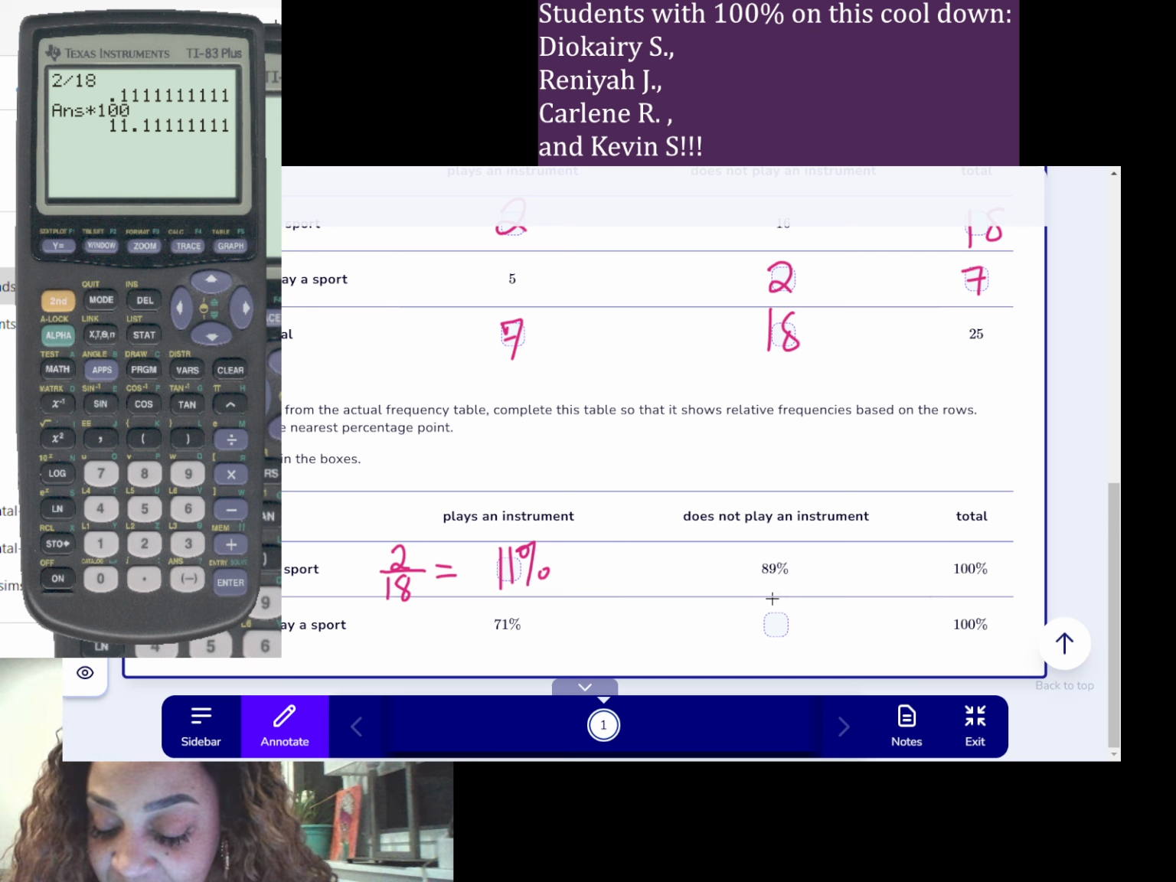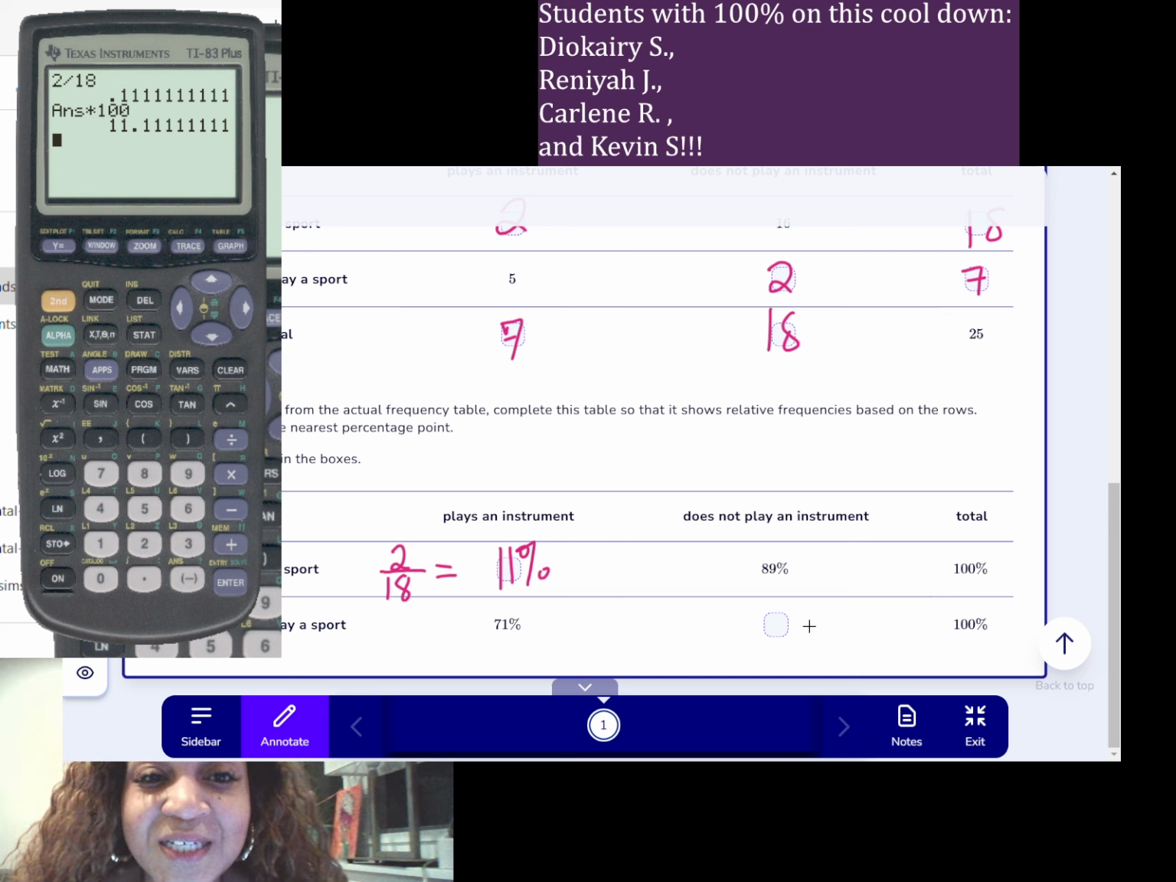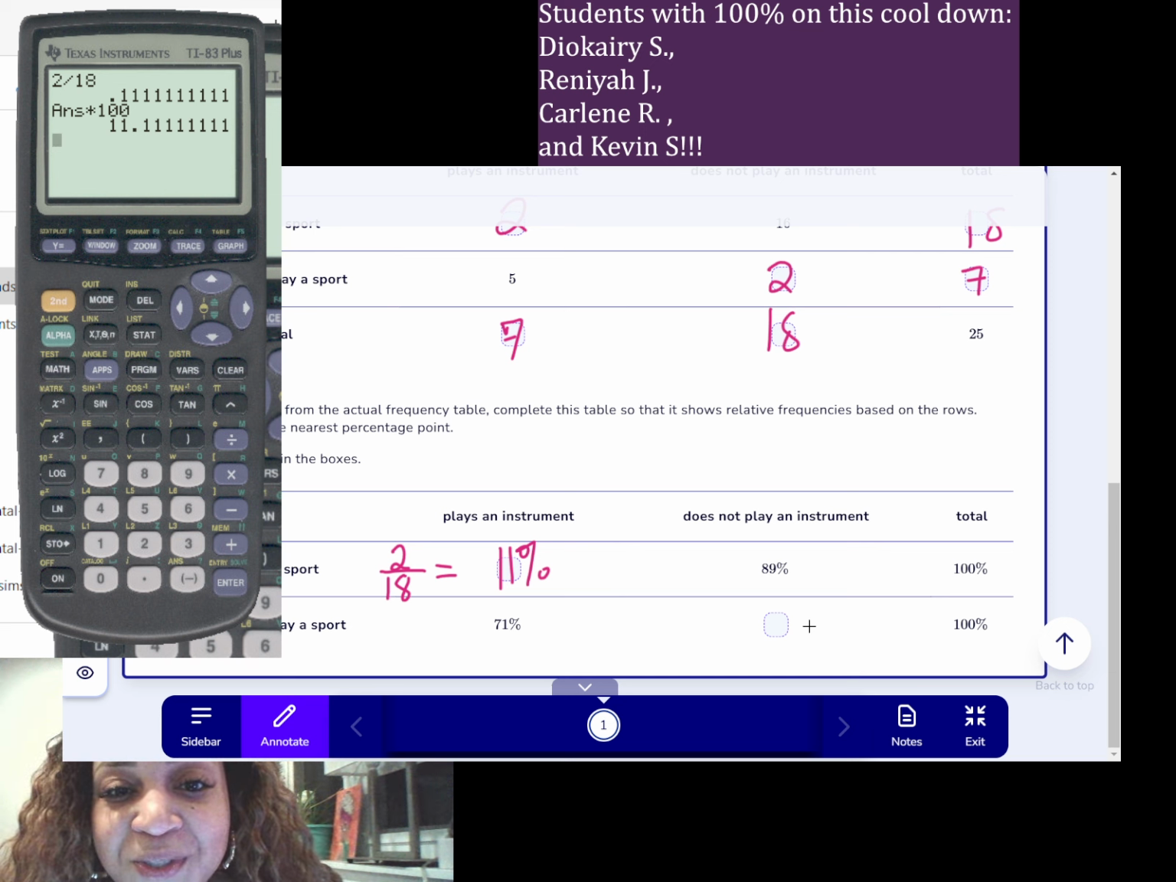All right, I'm going to leave the last one blank and give the rest of you the opportunity to show me that you are learning what we're doing. Please go ahead and submit this cooldown before 11 p.m. tomorrow night.